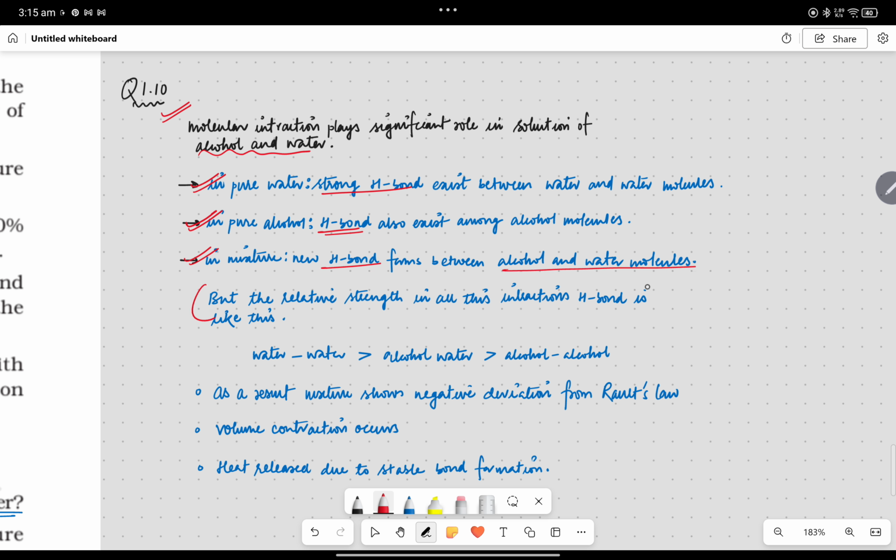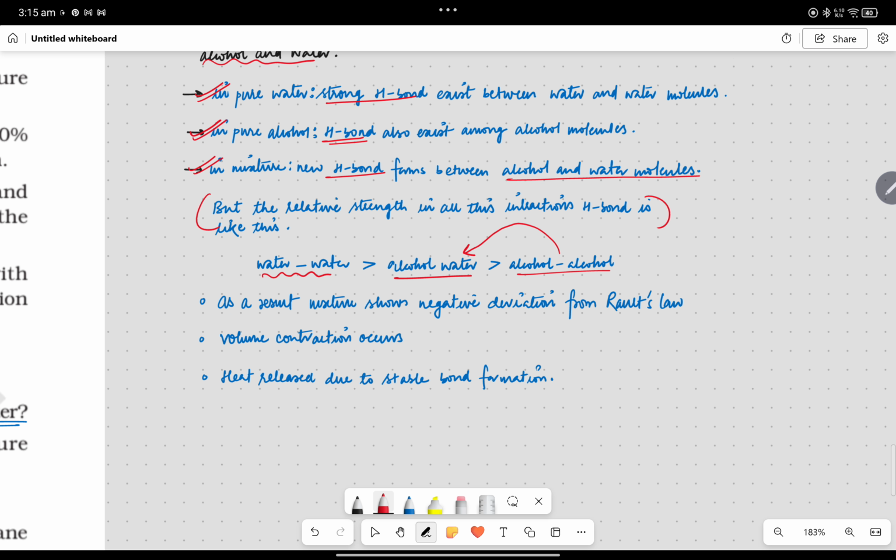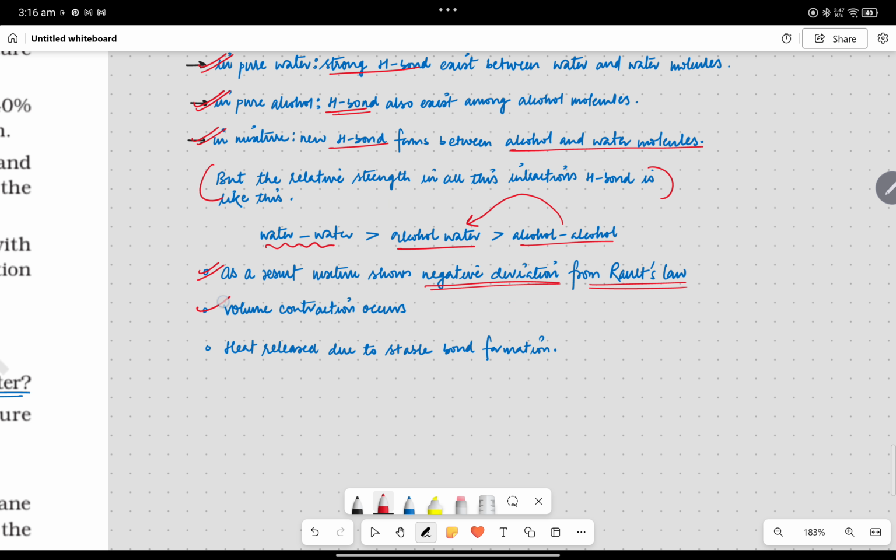But the thing is the relative strength of H bonding: water-water is very high compared to alcohol-alcohol, and alcohol-water is more stable. So the alcohol achieves a more stable hydrogen bonding, right? That's why we see a negative deviation from Raoult's law. And what is the effect of negative deviation from Raoult's law? We can see volume contraction.